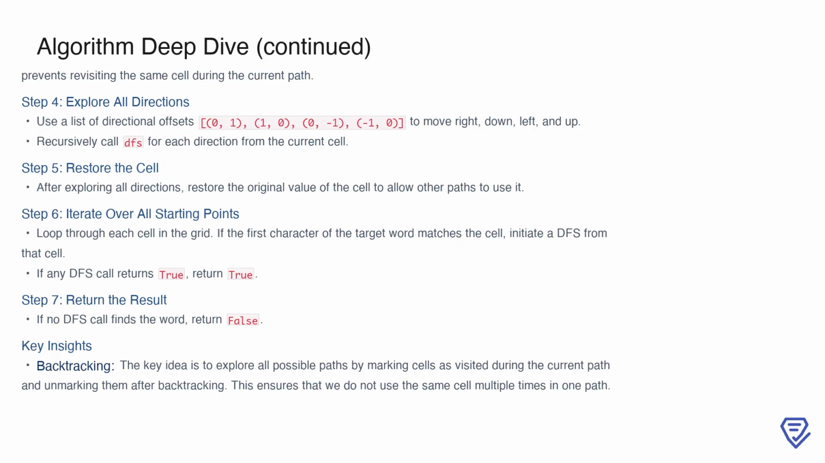The key insight here is in the use of backtracking. By marking cells as visited during the current path and unmarking them afterward, we avoid using the same cell multiple times in one path while still allowing it to be part of other paths.